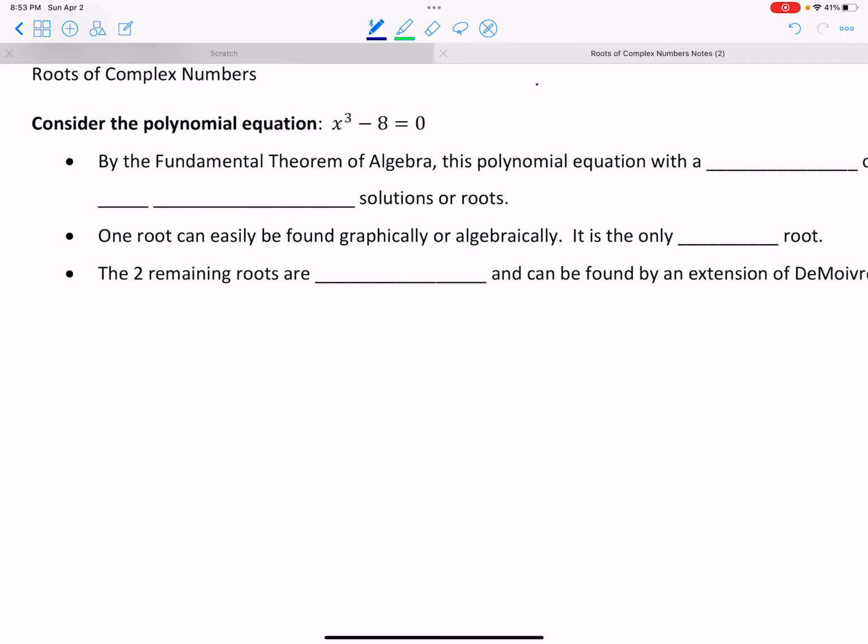Hello and welcome to our lesson on roots of complex numbers. Before we get into the concept, I want us to look at this equation for a moment: x cubed minus 8 equal to 0.